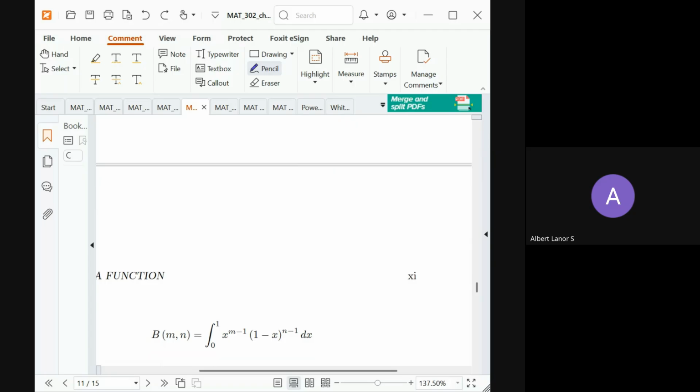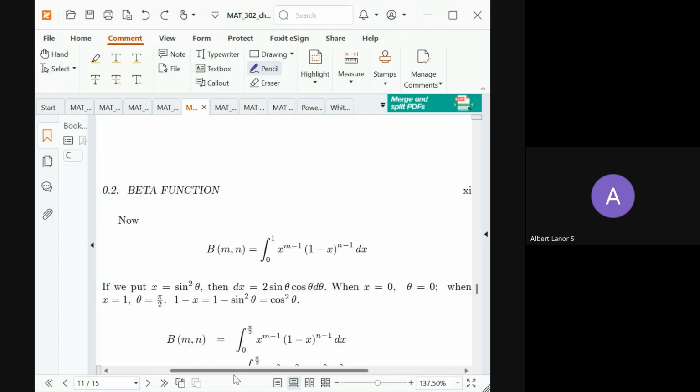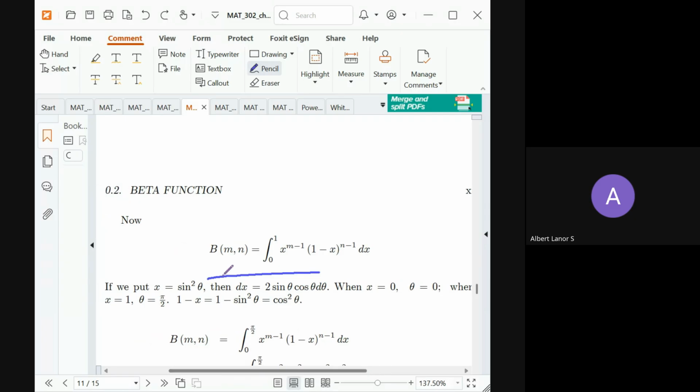Now, an alternative form of the beta function. Sometimes we write it differently, so let's prove the alternative form. Now, the beta function is given by this. If your differentiation was good, you can set x to be equal to sine squared theta. When you differentiate it, you have dx is 2 sine theta cos theta d theta. Now, when x is 0, theta is 0. We are changing the limits. When x is 1, we have pi on 2.